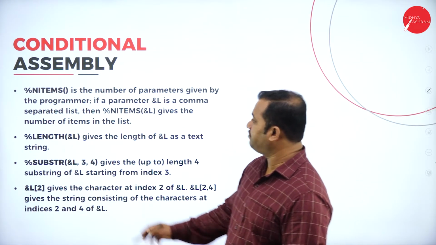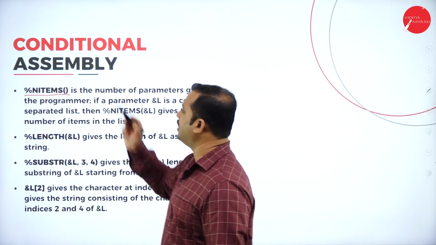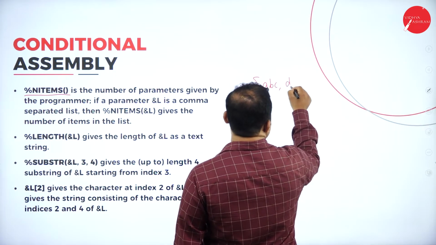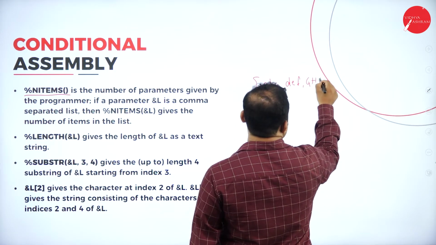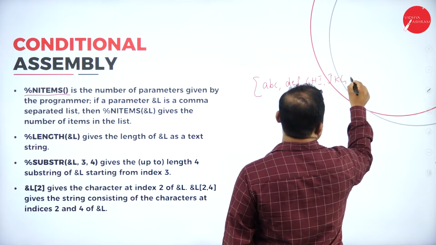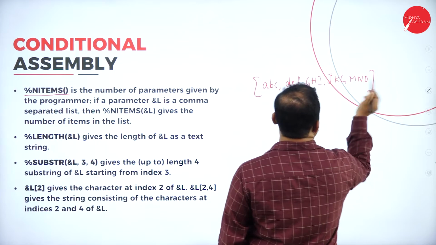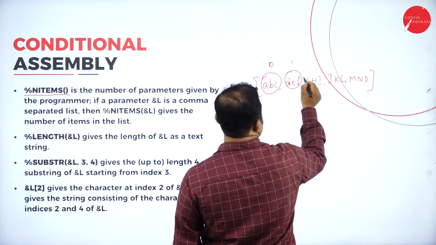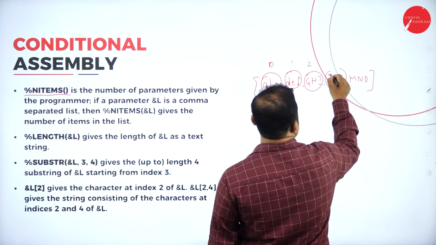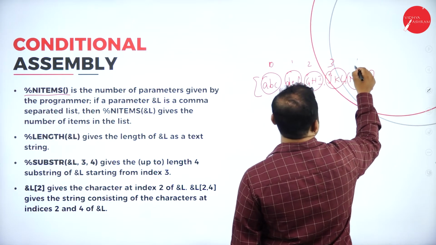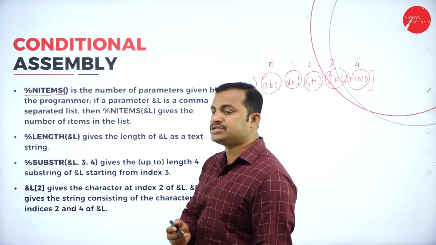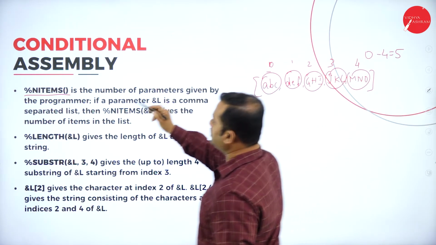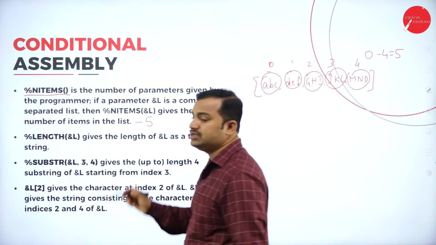If you look at this example, you will observe the number of items. Suppose there are items like A, B, C, D, E, F, G, H, I, J, K, L, M, N, O, we have a list of items here. This corresponds to the 0th position. This corresponds to the 1st position. This corresponds to the 2nd position, the 3rd position, the 4th position. So totally how many items are there in this list? 0 to 4. 0 to 4 corresponds to 5 items. This returns the total number of items present, which is 5.